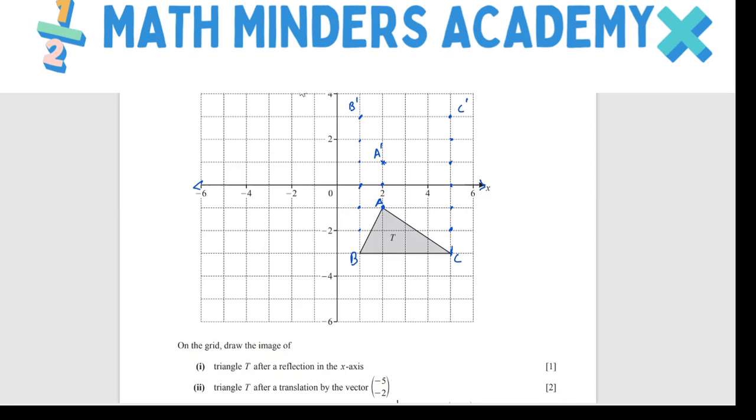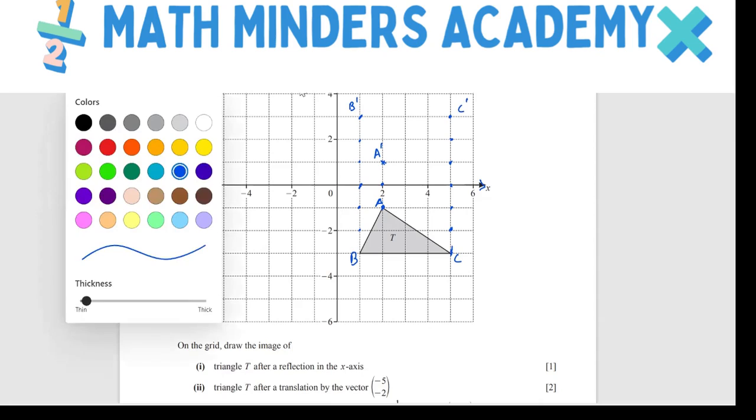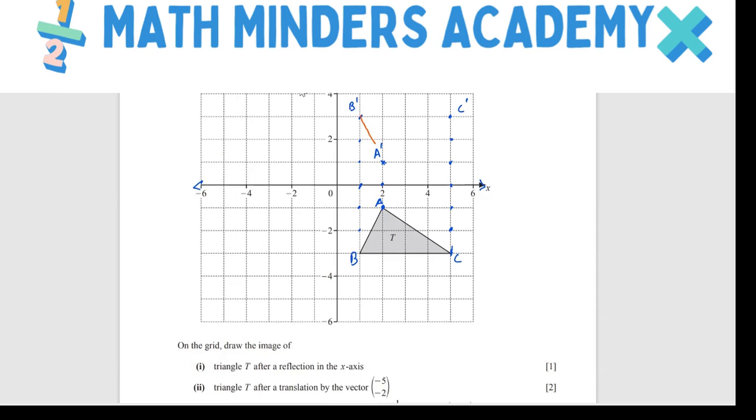So now what we are going to do here is to join A to B. Then we join A to C, and we join B to C. So this is T prime, which is the image of triangle T. Okay, having done that, we are done with this part.